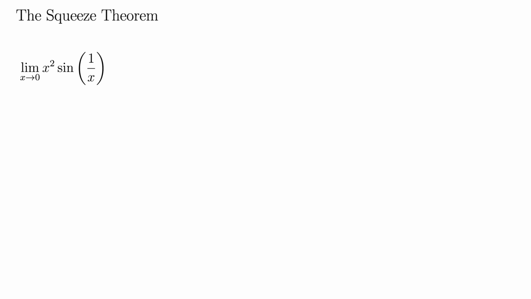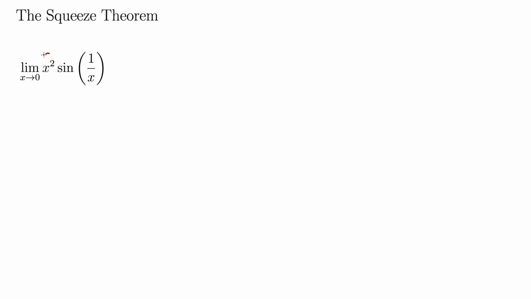The squeeze theorem is especially useful for evaluating certain kinds of limits, such as this one here: the limit as x goes to 0 of x squared times sine 1 over x. This theorem is also known as the Sandwich Theorem in some circles. So let's take a look at what's happening with this function as x goes to 0.